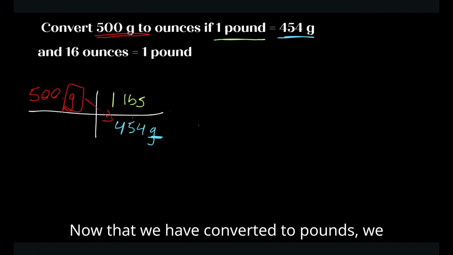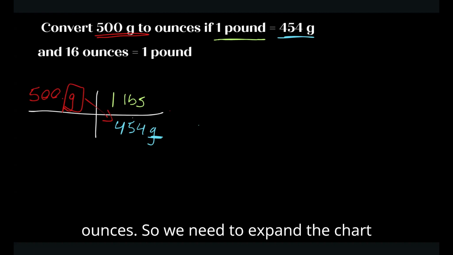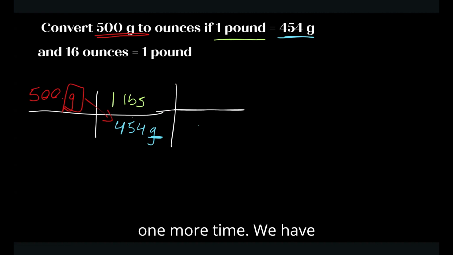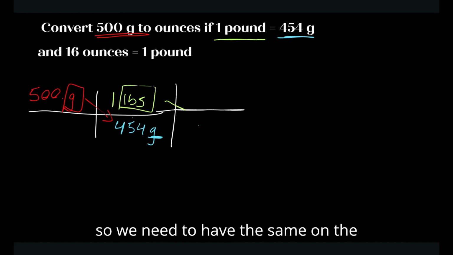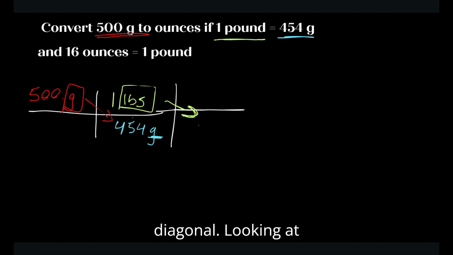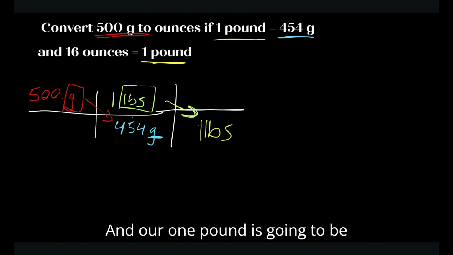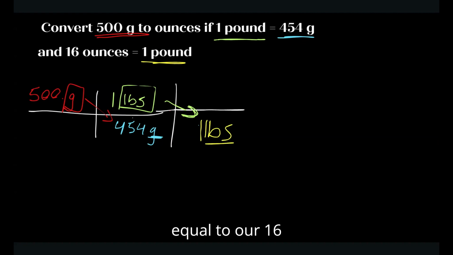Now that we have converted to pounds, we are able to go ahead and convert to ounces. So we need to expand the chart one more time. We have our pounds on top, so we need to have the same on the diagonal. Looking at our conversions, we should notice that we have 1 pound, and our 1 pound is going to be equal to our 16 ounces. So our 16 ounces is going to go on top.